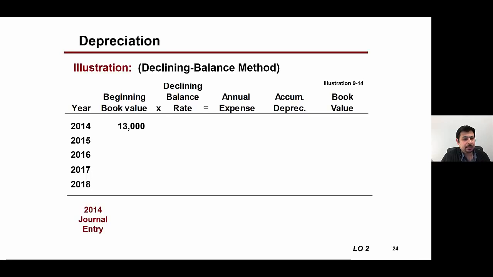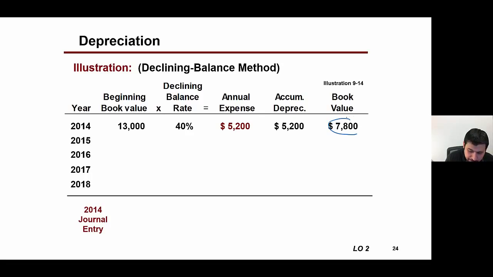We multiply it by the double declining balance rate, which is in this case 40%, and that would give us an annual expense of 5,200. The accumulated depreciation expense is 5,200. As a result, the book value is 13,000 minus 5,200, and it's 7,800.